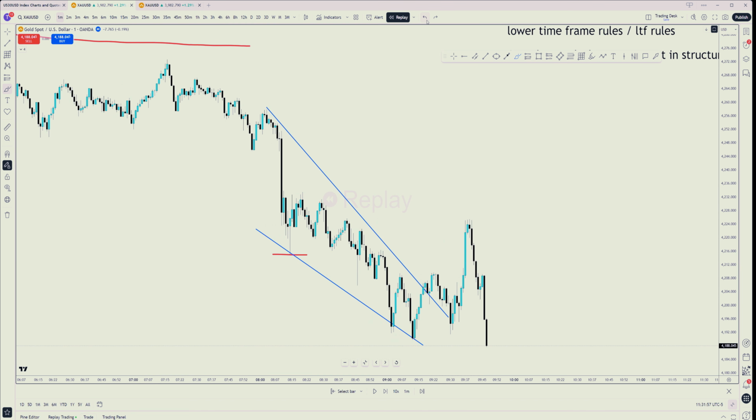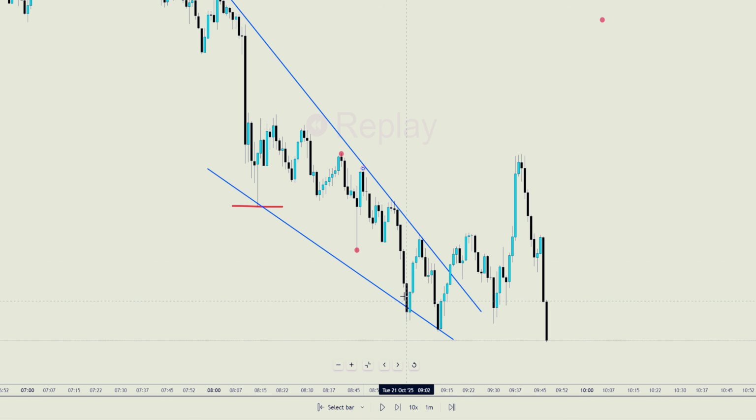Just to clean this up a little bit, I'm going to go ahead and draw some structure points. Let me just do this, do bearish. All right, so I'm going to go here, I'm just going to start there. We're following these structure points.